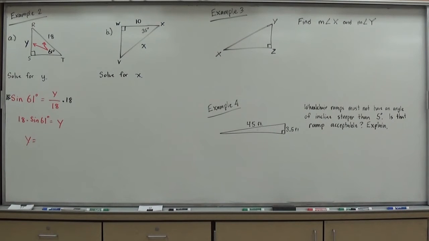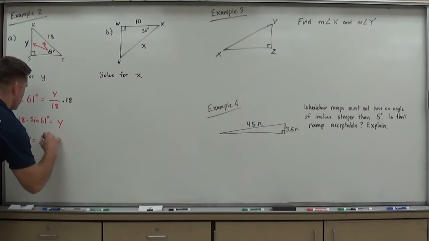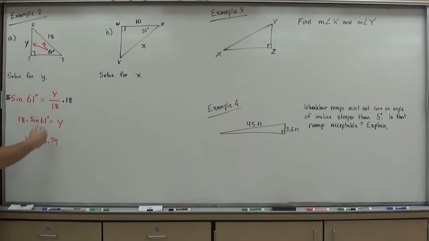So 18 times the sine of 61, make sure degrees is on, go to mode, make sure degrees is on, and do 18 times the sine of 61, and you get 15.74. Let's check back up. That's a side length, so I'm going to leave it 15.74. If it asks you to find ST as well, again, now that I have two sides, you can always go back to Pythagorean theorem to get the third.